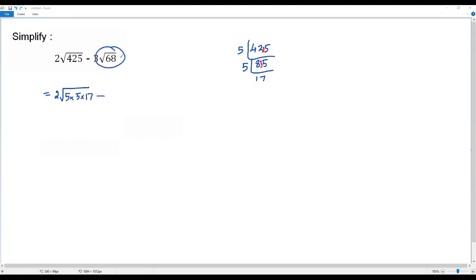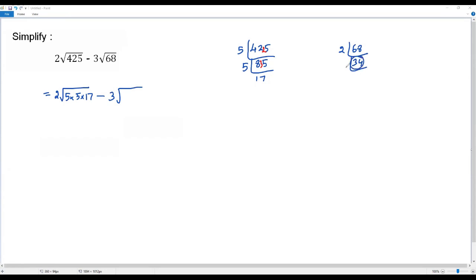We have to do the same thing for this one as well. That is, we have to decompose 68 into its prime factors. Let me write 68. It's an even number, so we can divide it by 2. When you divide 68 by 2, I'm getting 34. That is, 2 goes into 6 3 times, 2 goes into 8 4 times.